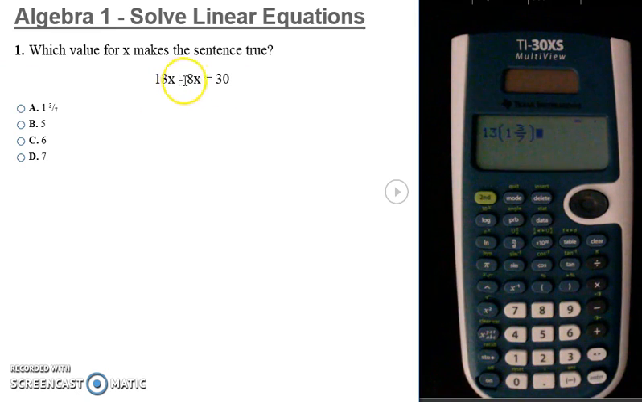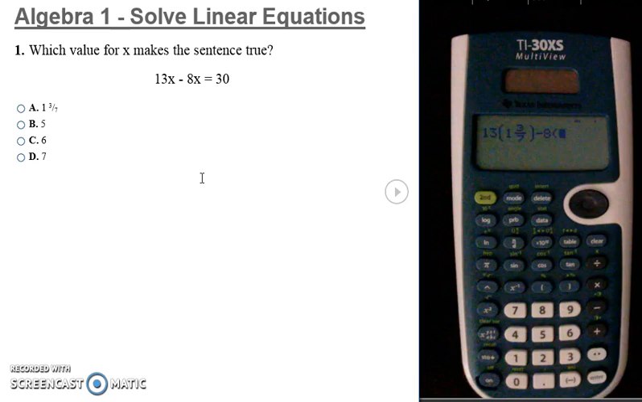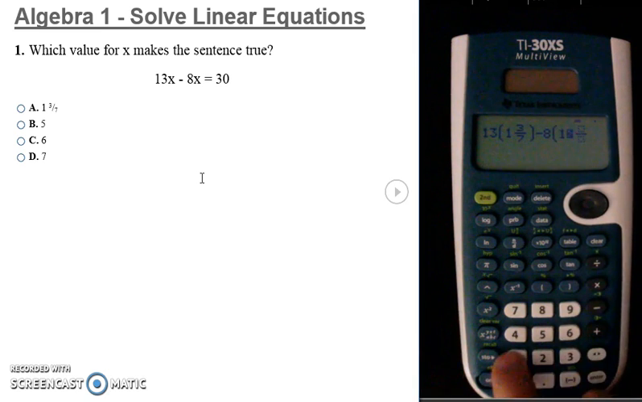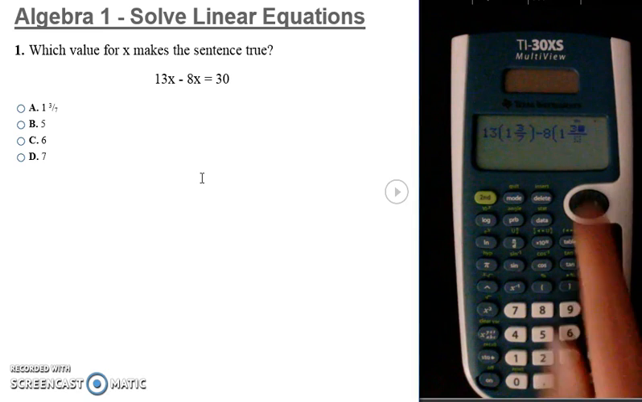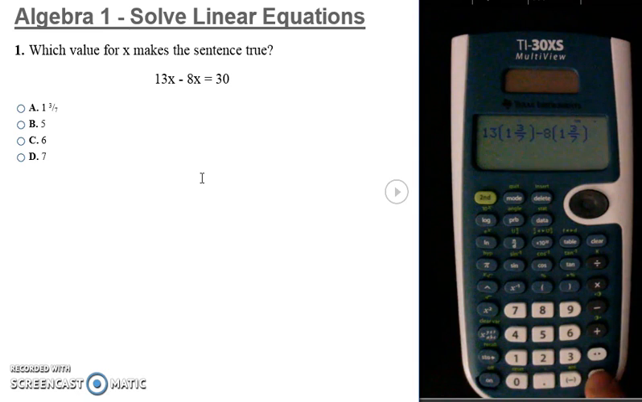Next in the equation is a minus 8x, so I'm going to make sure I use my minus button and not the negative button, or it's going to confuse the calculator. I'm going to type in 8, and then in my parentheses, I'm going to type that same mixed fraction that I did in letter A. So 1, right arrow, 3, down arrow, 7, right arrow, out, end parenthesis, and press enter. That is not 30, so A can't be my answer.